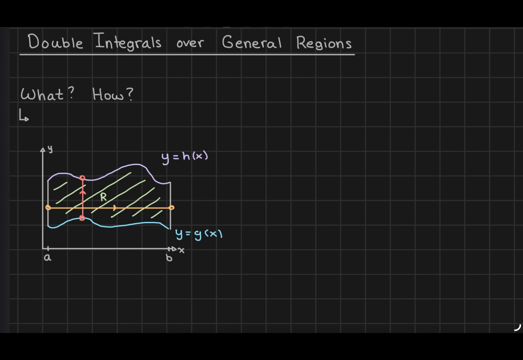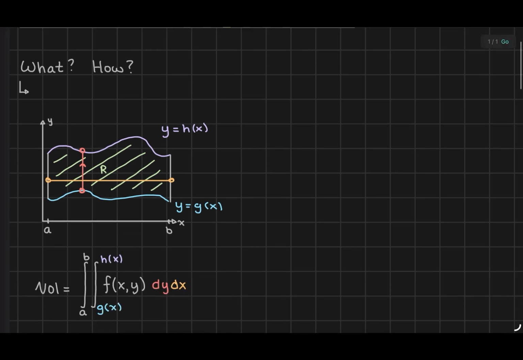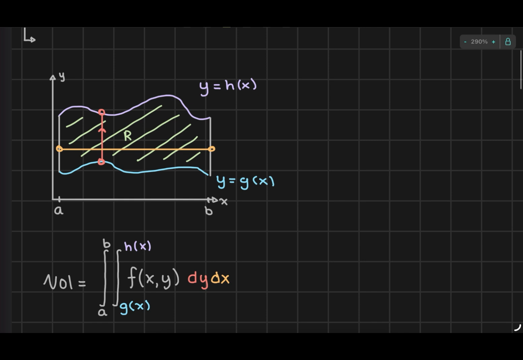So say I wanted to find the volume of this double integral, what am I going to do here? Well, the volume is going to be the integral from a to b, the integral from our lower bound to our upper bound of our f of x y, our integrand, dy dx. So how would I go about choosing my bounds, and how would I go about making a general region integral?